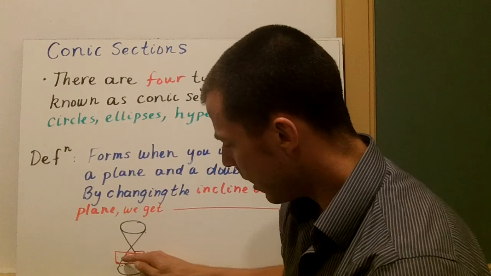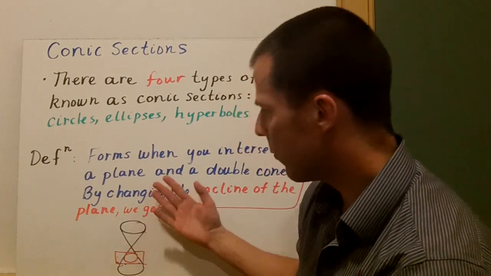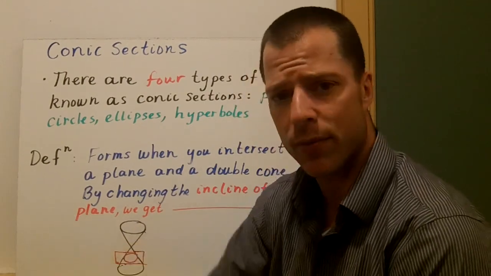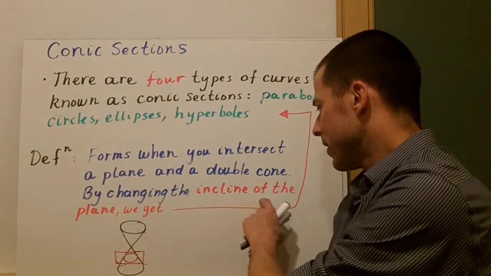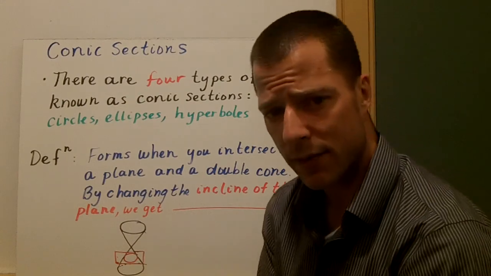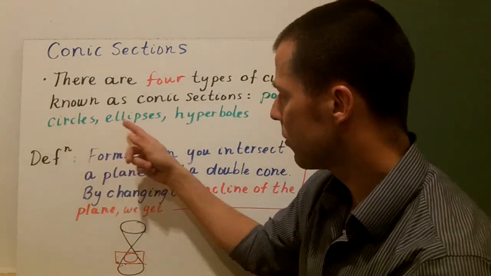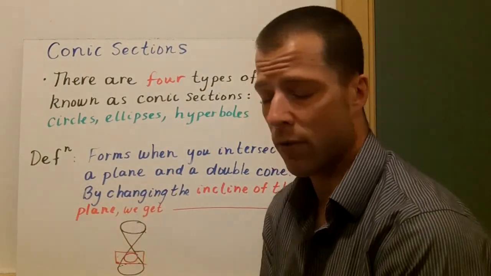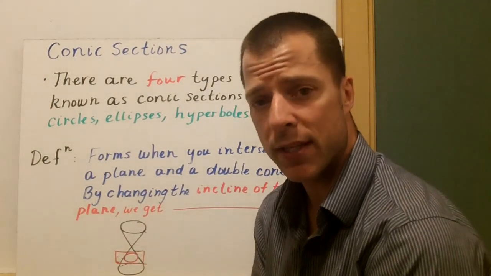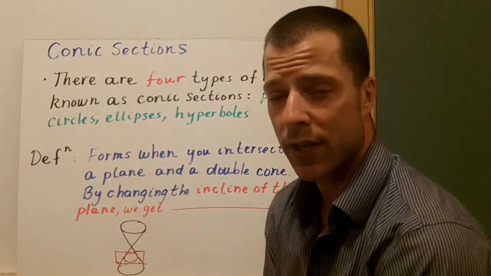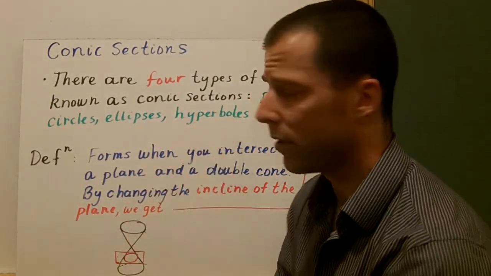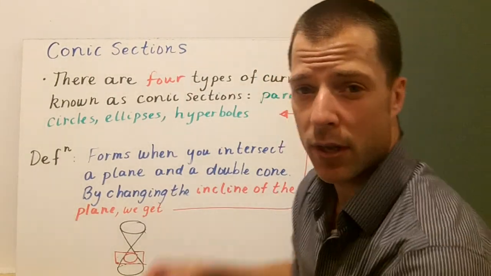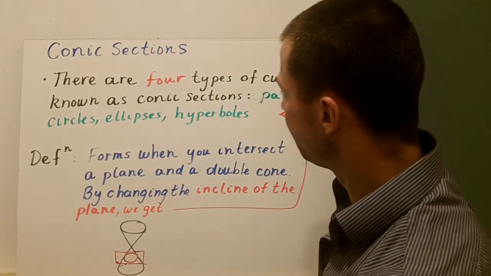Okay, so that's what we mean when we talk about a conic section. It's a double cone, and we slice it with a plane at different inclines, and we get different figures. These four figures are circles, ellipses, hyperbolas, and parabolas. That's how they're formed, and that's what we're going to spend time discussing. In the next several examples, I'm going to show you what three of these look like, and later on we're going to get more in depth with each type of graph.